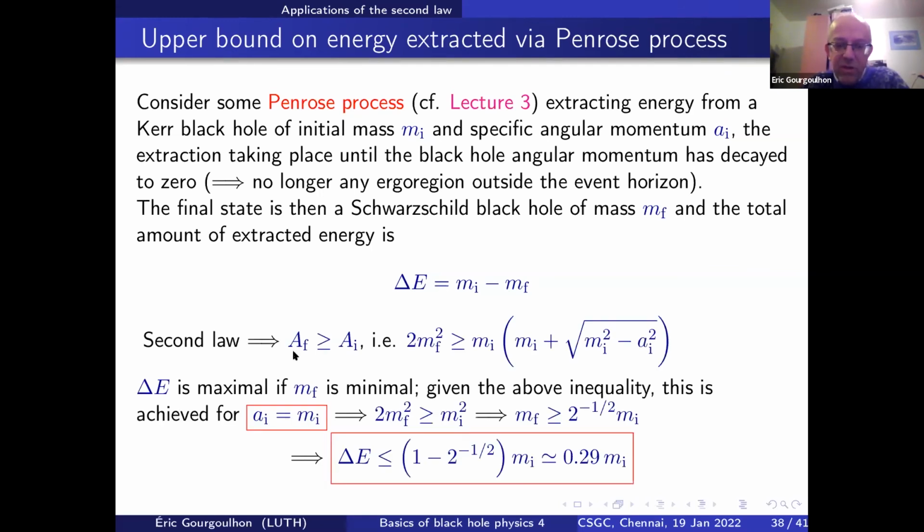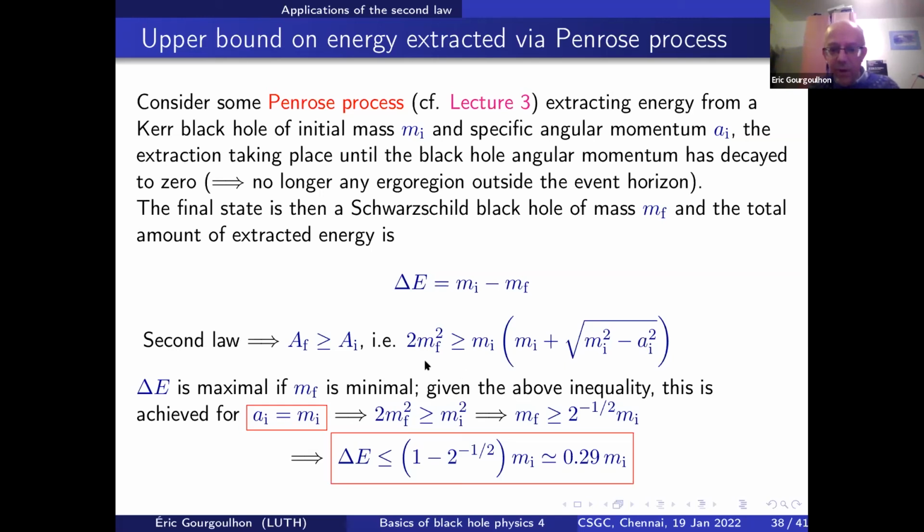And the second law tells you that the area of the final black hole must be larger than the area of the initial black hole. So if you translate the area in terms of m and a parameter, for the Schwarzschild black hole this was 16 pi m squared. So if we divide by 8 pi, we get 2m squared. And here there was an 8 pi factor, so we divided by 8 pi, and we get this formula for the area of the initial black hole.